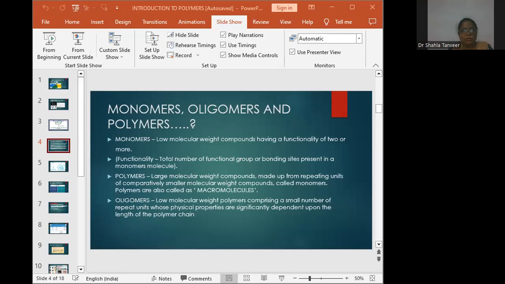Now the polymer, I have already told you that polymer is a large molecule or macromolecule whose molecular weight is very large as compared to the monomer molecule or monomer units. Oligomers are the polymers of very low molecular weight comprising a small number of repeating units of monomer whose physical properties significantly depend on the length of the polymer chain.